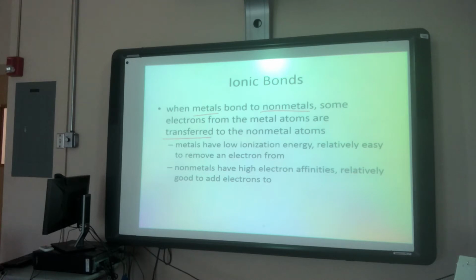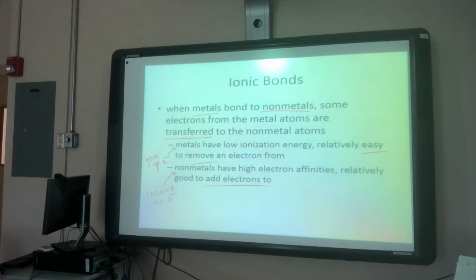So how are they going to be transferred? Let's review some from last chapter. Remember we said metals have low ionization energies. That means it's easy to remove an electron. So the metals are good with giving up an electron. Remember, metals like to form cations. Non-metals have high electron affinities, which means they really want to add an electron. So non-metals are going to want to receive an electron.